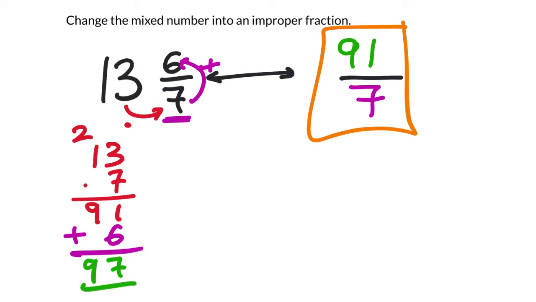I got hooked on my 91 on that one. I apologize, it is 97. Thank you. Yeah, 97/7 is the same as 13 6/7.